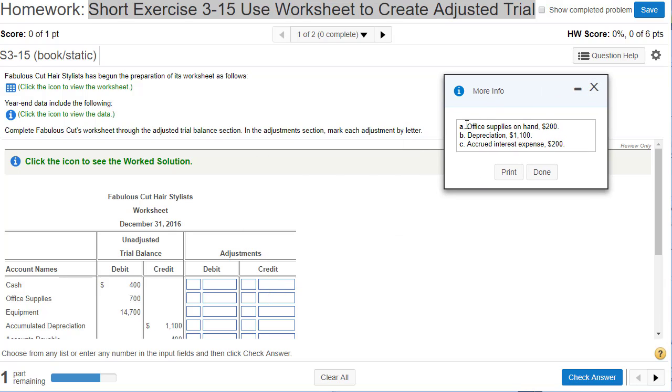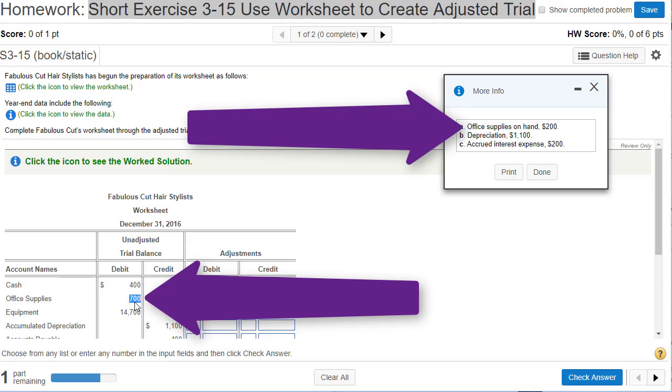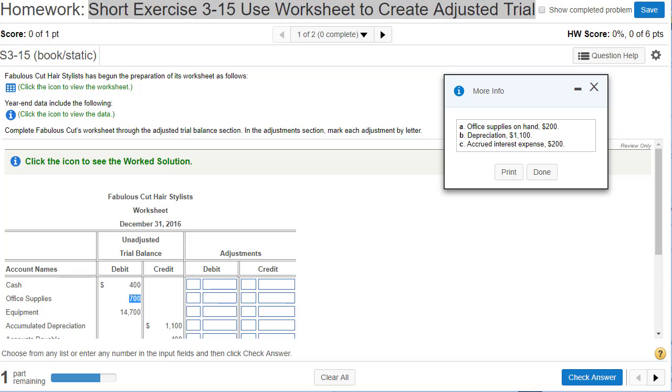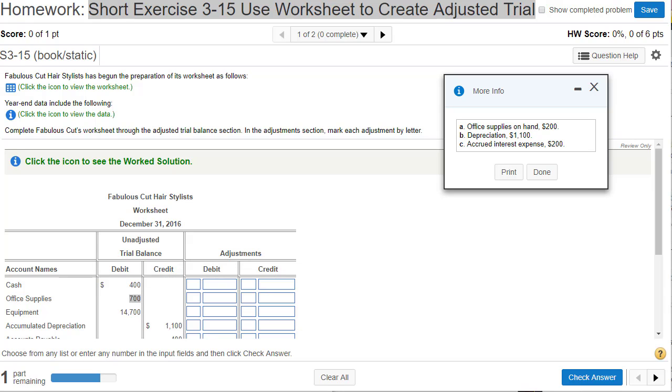So we go to our office supply closet, and at the end of the year, we find out we have $200 on hand. But according to our records, we have 700. Well, that's no longer accurate. So if we have 200 on hand, we started with 700. How much did we use? 500. So we have to lower this account by the amount used, $500, so that the account is now correct.